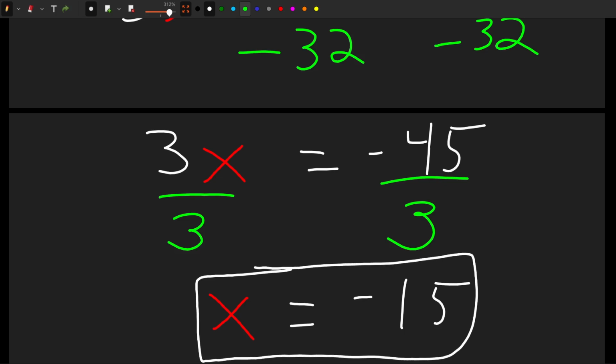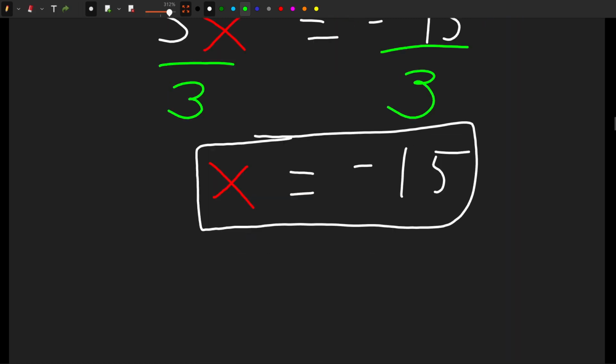So that's my answer. Now I just need to plug it into my original problem and see if it makes sense. Remember that when you're checking your solution, you're always plugging it into the original problem. You're never modifying what you were given. You're never simplifying first and then plugging it in. You're always going back to directly whatever the book or your teacher, your textbook gave you, and you're plugging your answer into that problem. All right.